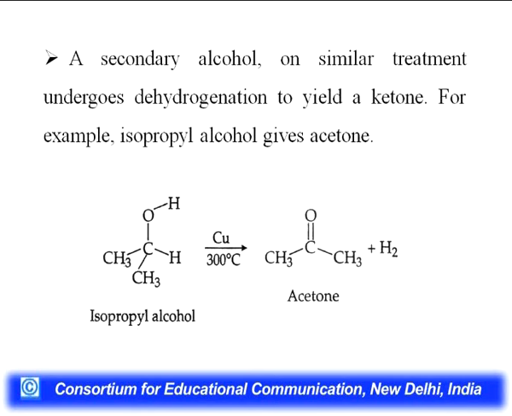A secondary alcohol on similar treatment undergoes dehydrogenation to yield a ketone. For example, isopropyl alcohol gives acetone. Here is the example.